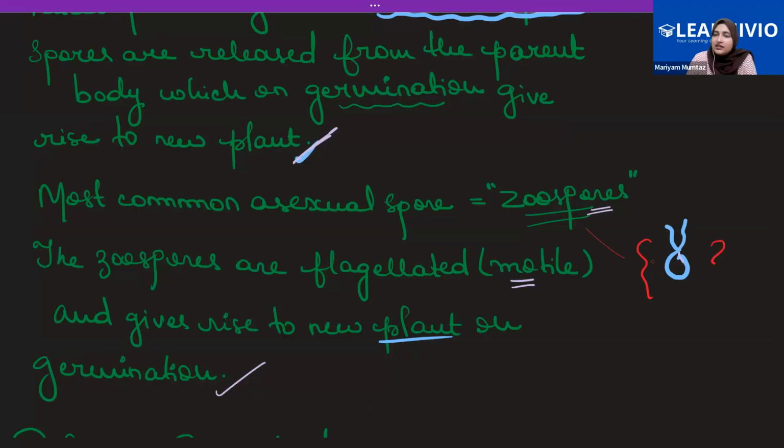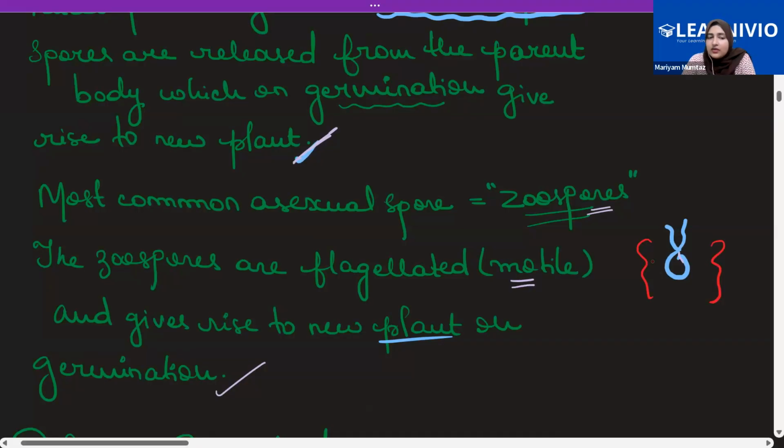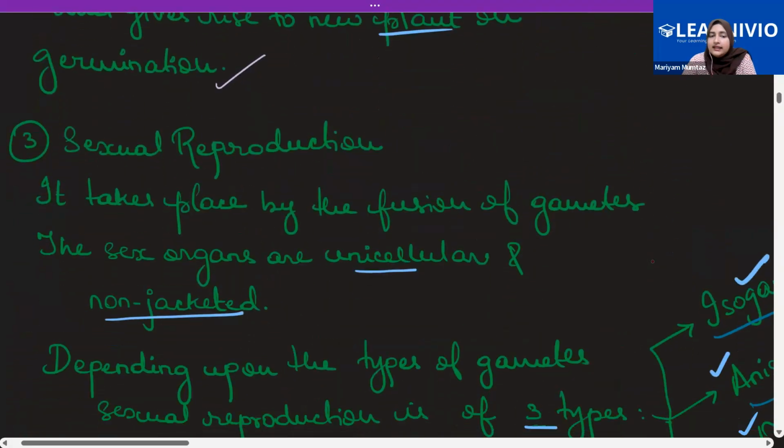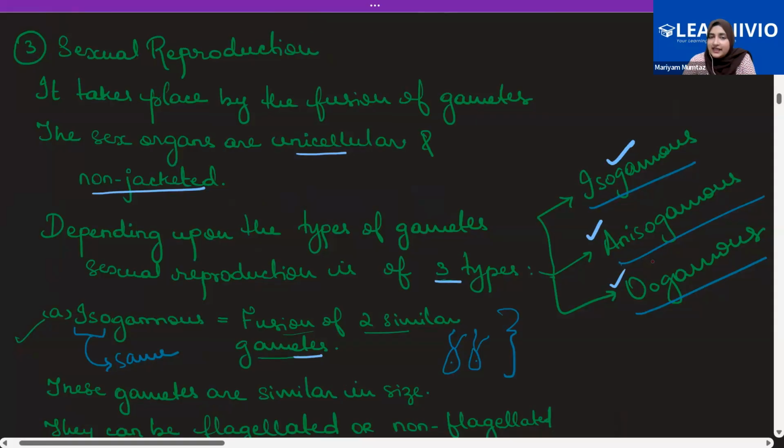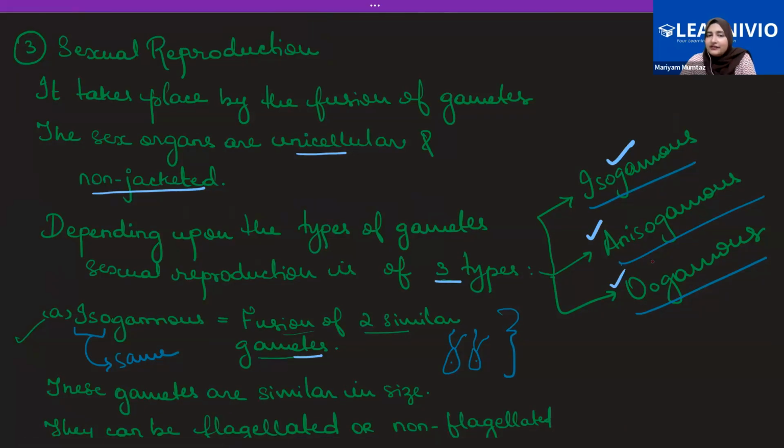They have two flagella present, and these flagella help them to move around, to swim around in the water. Then comes sexual reproduction. Sexual reproduction takes place by the fusion of the male and the female gametes. The sex organs in algae are unicellular. They are not multicellular, and they are non-jacketed, meaning they are not surrounded by an external layer. These are the two things.